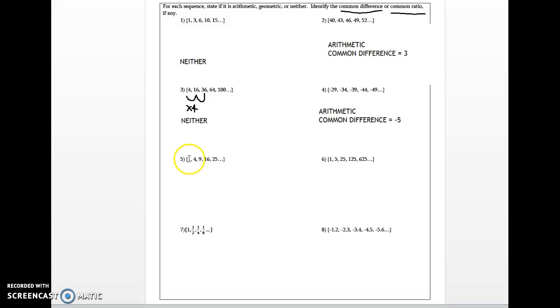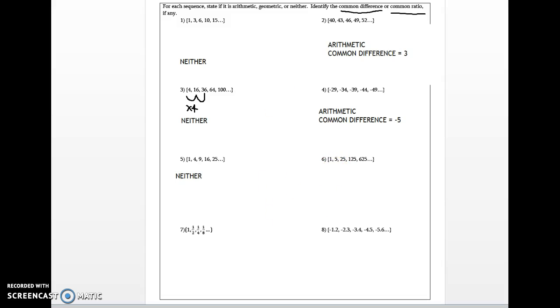For the fifth one, as you might have guessed or figured out, this is a list of perfect squares. 1 is 1 squared. This is 2 squared, 3 squared, 4 squared, 5 squared, etc. The list of perfect squares is great, but it doesn't indicate a common difference or a common ratio. You're not multiplying by the same amount. You're not adding by the same amount. So you would say neither.